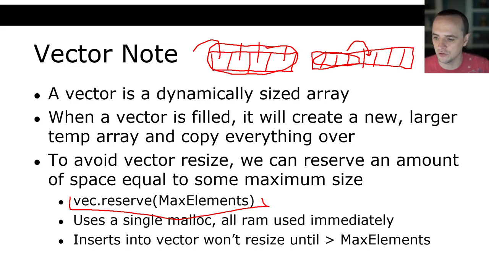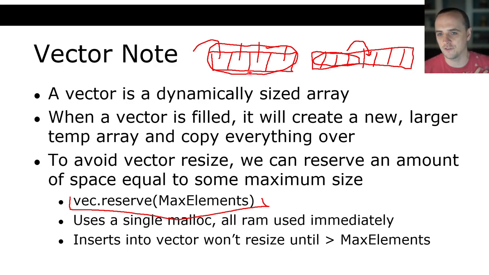Then what I can do is tell my vector to reserve space for 1,000 things, so that when it's created, it will have space for 1,000 indices. So when I keep putting things in the vector, it will not resize, right? So we want to make sure our vector is as big as we want it to start off.